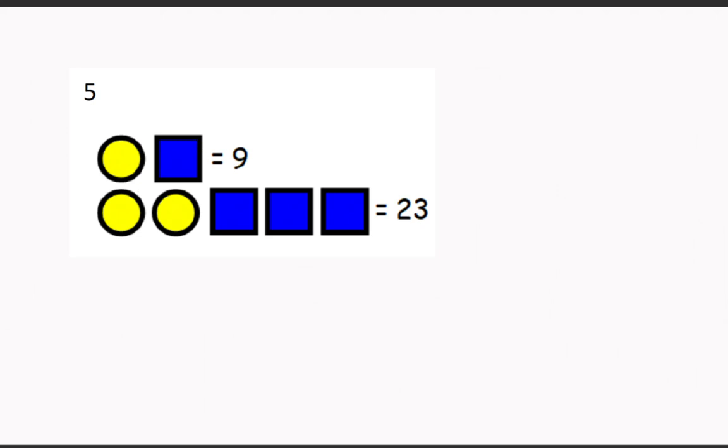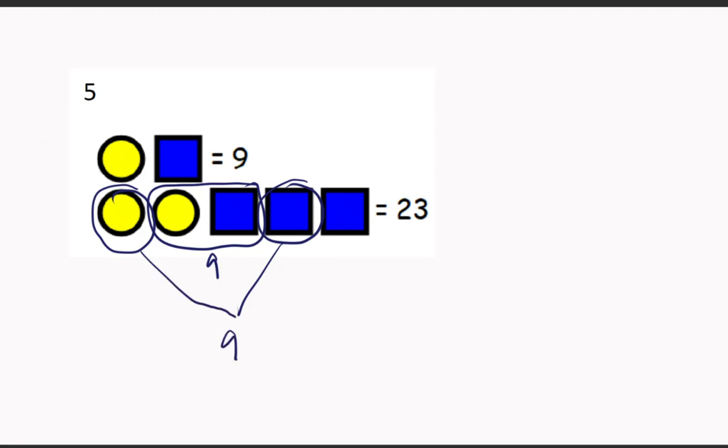Well, what we're going to do is realize that a circle and a square make 9. So these 2 together make 9. And this circle and this square together will also make 9. So that's 18. So we're only missing this one. So you can see that 18 and 5 makes 23. So we now know that the square is 5. So this is 5 and circle is 4.